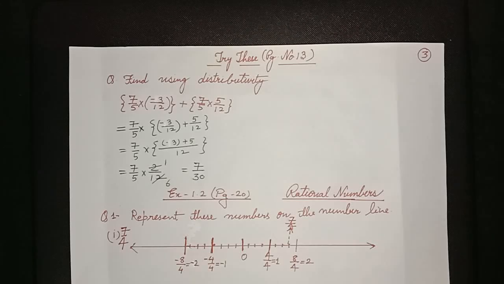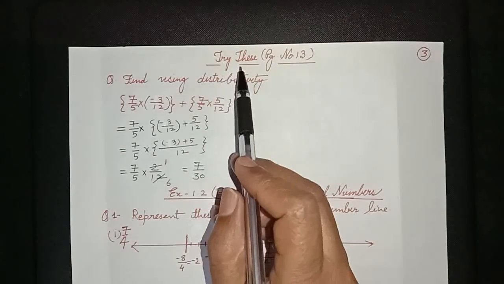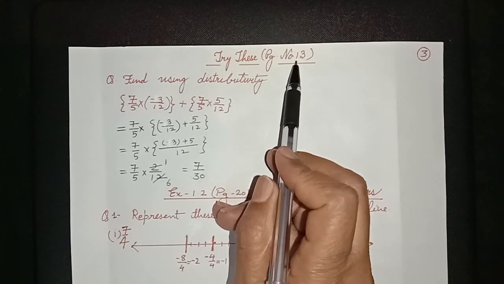Hello children, in the first video I gave you an introduction of the chapter Rational Numbers, and in the second one I explained how to solve questions of exercise 1.1. Today I will explain exercise 1.2 and Try These. First I am taking Try These, page number 13.